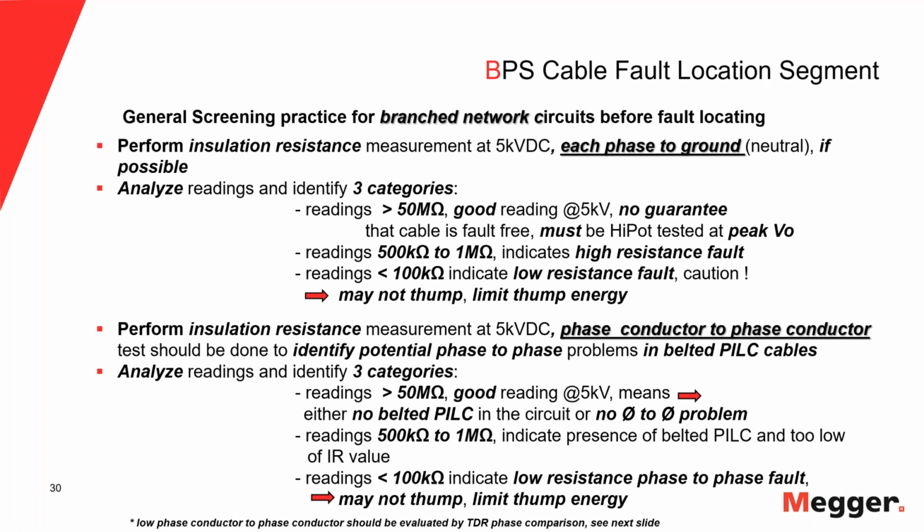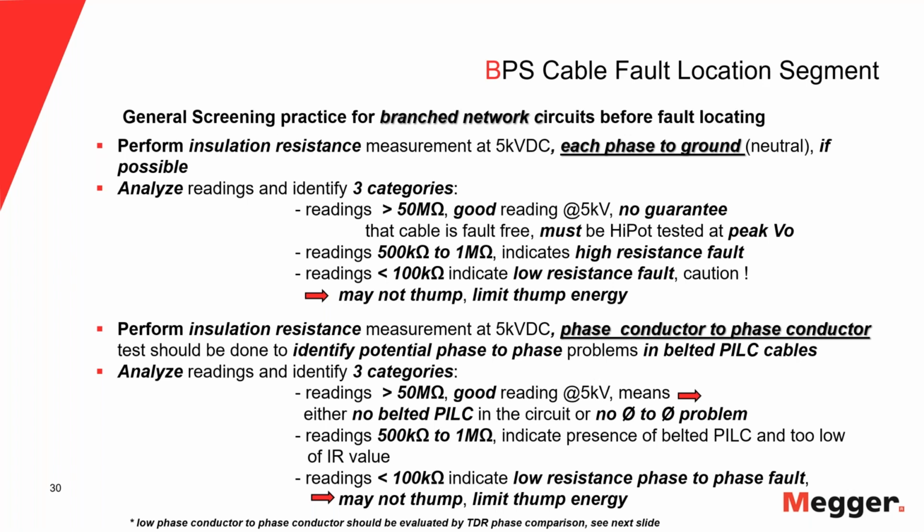Now we can also do, because I mentioned in these circuits many times we have paper cables, so we have belted or unbelted cables. And the belted cables, like I said, don't have their own neutral on each conductor. So that's why we do the insulation resistance not only phase to ground, but also phase to phase. Because if we had a phase to phase issue and we were only testing phase to ground, we might not see it. Sometimes you see it both ways.